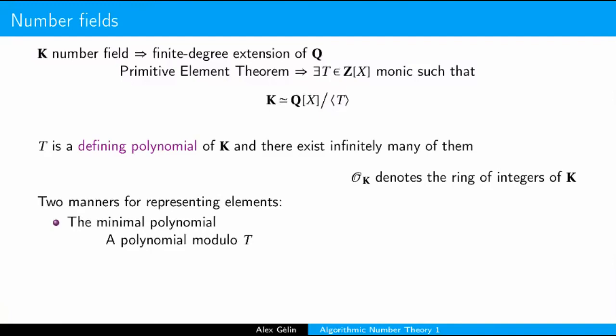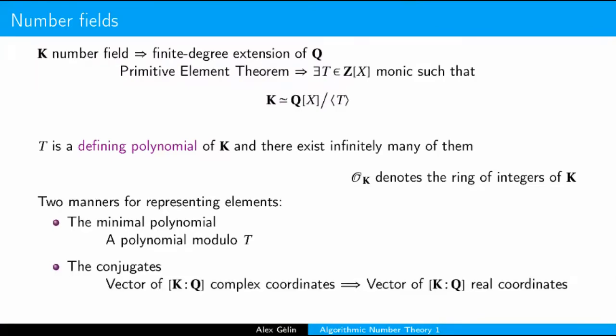This is very algebraic. If you're more interested in settings where precision is needed, then you use the conjugates. For every element, you have n conjugates, where n is the degree of the field extension. So we get a vector of n complex coordinates. And it's very easy to derive a vector of n real coordinates. So here we have the problem of precision, but sometimes it's useful to have a vector rather than a polynomial.